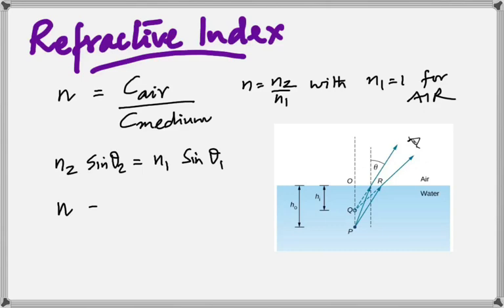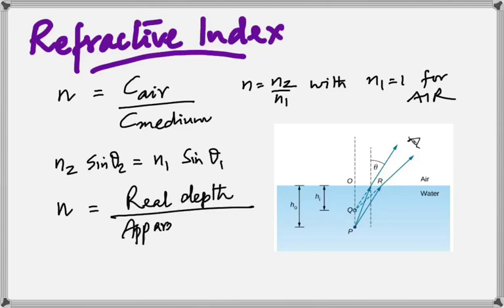Is that clear there? Is the diagram clear? It is. The bending makes it appear as if the object is here while it's actually here. See? So the real depth divided by the apparent depth gives you the refractive index. So those are the three definitions of refractive index.